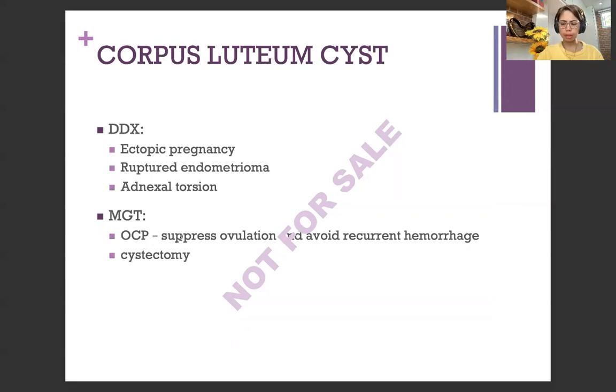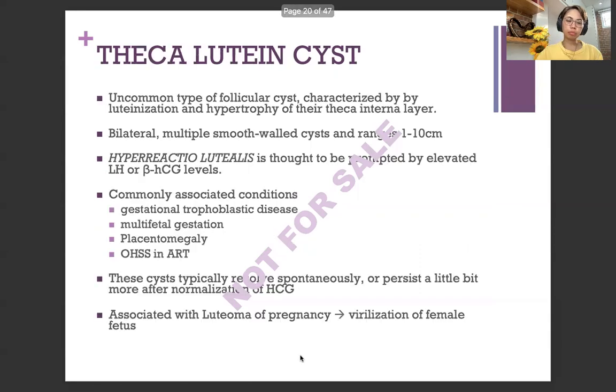You can just give pain meds, observe. If there is no relief of the symptom, or if there is instability of the patient, of course we have to go in. However, you can just be conservative with your management because most of them will resolve after 24 to 48 hours. If she really has severe symptoms, we can suppress ovulation on the next cycle to avoid recurrent hemorrhages.